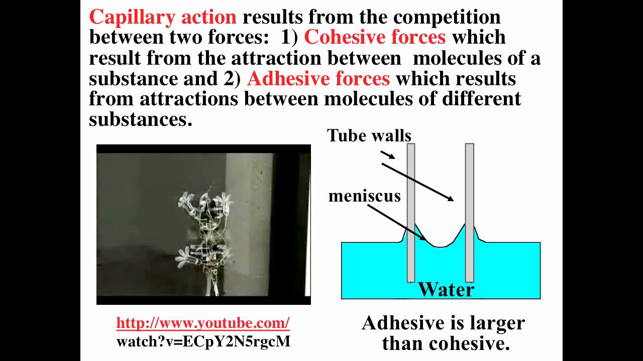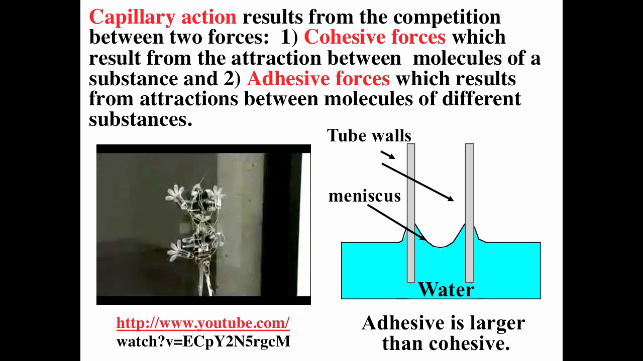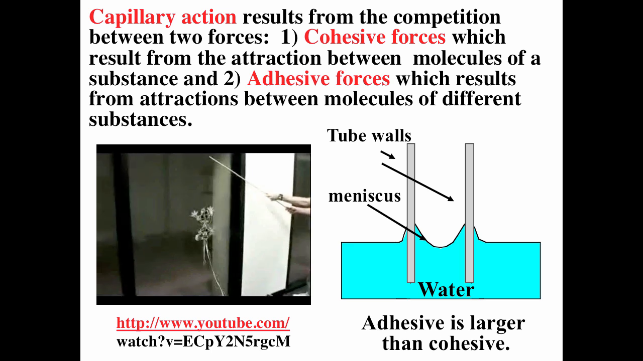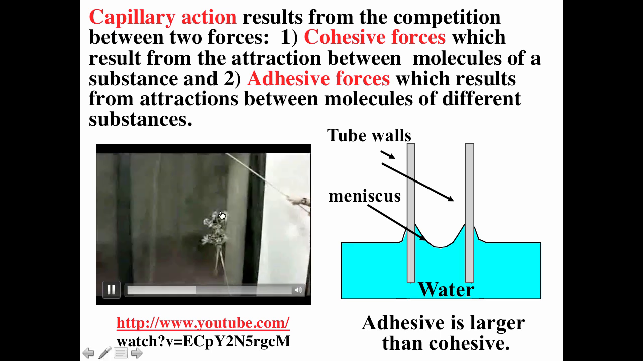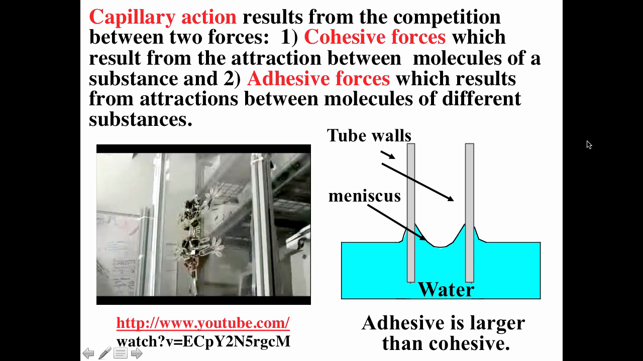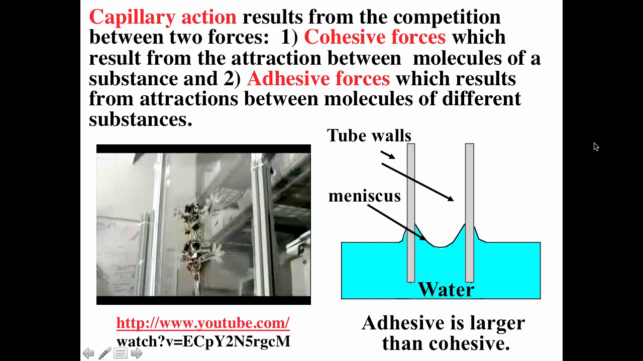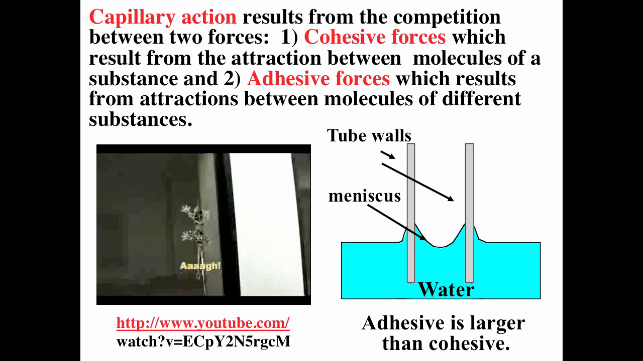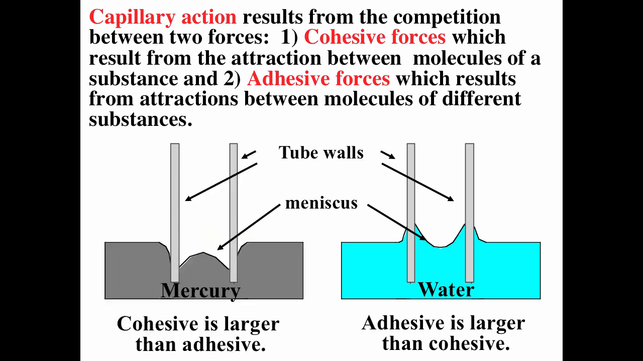Now, the adhesive forces are also why geckos can walk on glass. And so you have intermolecular forces between the gecko's foot and the glass surface. Now this is actually a robot gecko. And so again, it's just intermolecular forces that enable it to walk on glass. And so when adhesive forces are larger than cohesive forces, you get a concave meniscus. When the cohesive forces are larger than adhesive, then you actually get a convex meniscus.